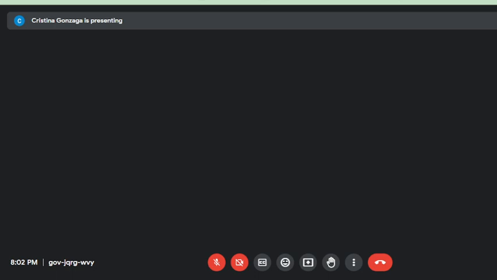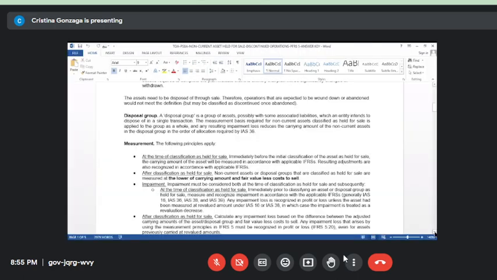It's a paper loss dahil hindi mo pa naman ibinibenta. Okay? So, ibig sabihin, if you find out that the carrying amount of the non-current asset held for sale is even higher than the fair value less cost to sell, then you will have to recognize a paper loss.